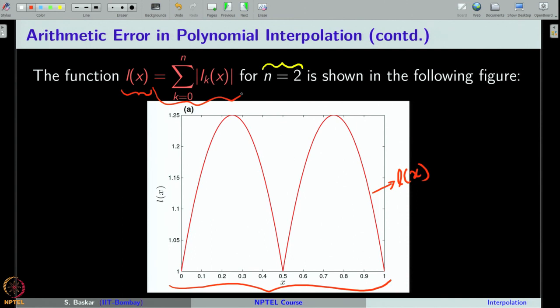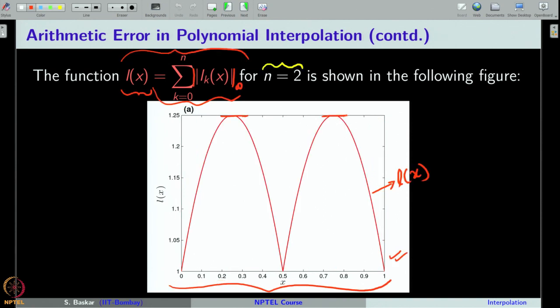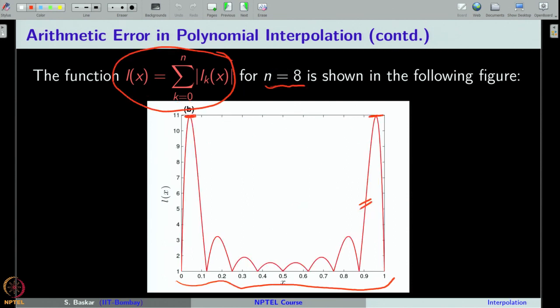Remember, what we have is the infinite norm of this, right? Therefore, we are just trying to understand how the graph of this function looks. For n equal to 2, this is the graph. Just observe the maximum of this one. For n equal to 8, now I am showing the graph when n is equal to 8 in this expression. By choosing equally spaced nodes, you can get the graph of the function L of x as shown in this red solid line. You can see that the maximum of this function is around 11, whereas when n equal to 2, it was 1.25. Now, it has become 11.